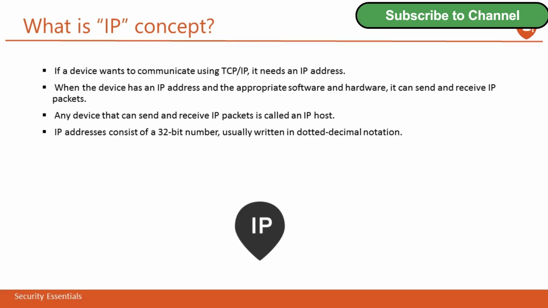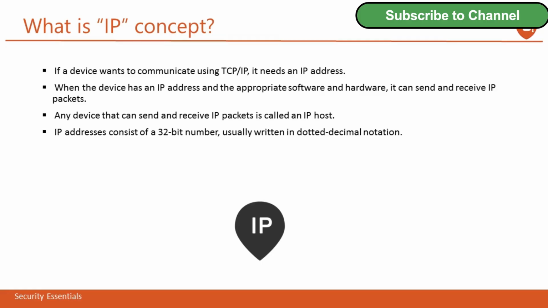Any device that can send and receive IP packets is called an IP host. IP addresses consist of a 32-bit number, usually written in dotted decimal notation. When we are in a network, we have a unique identification, and that particular unique identification is the IP address. So IP addresses are a unique identification number, which we are using anytime we use the internet.